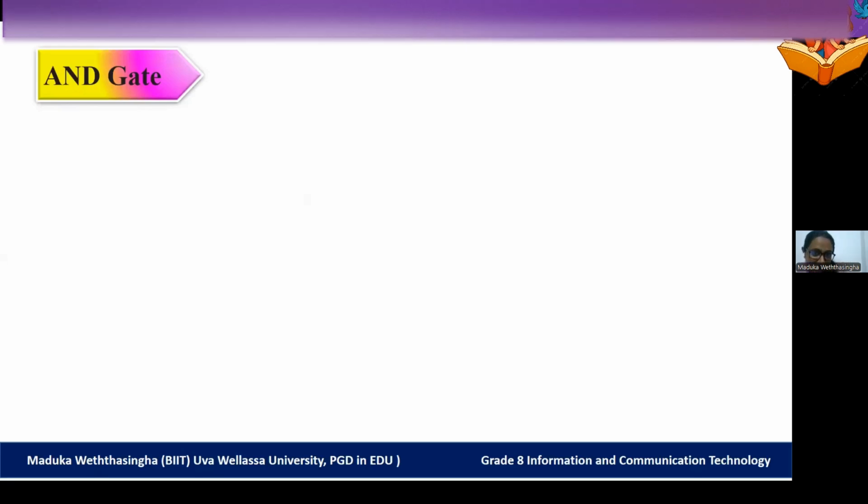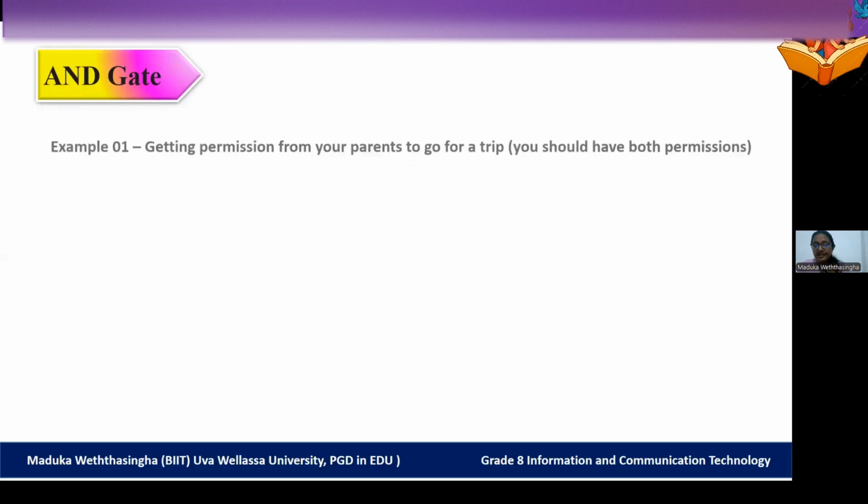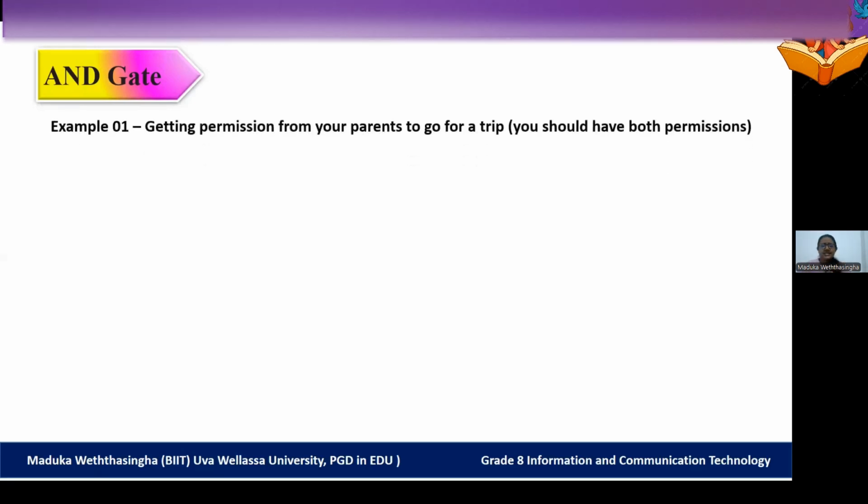Don't write anything. Please look at your teacher's screen and pay attention to my voice, right? AND gate. Let's learn the function of this gate using an example, right? See, example 1. Getting permission from your parents to go for a trip. You should have both your parents' permission, right? Okay, this is the situation.